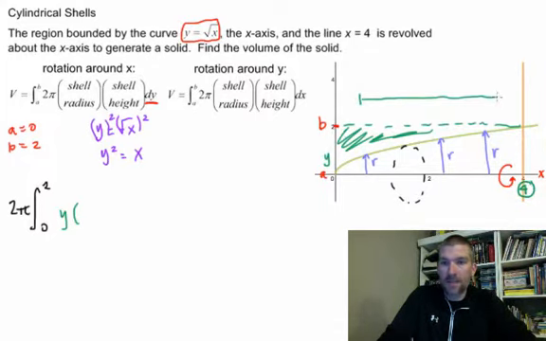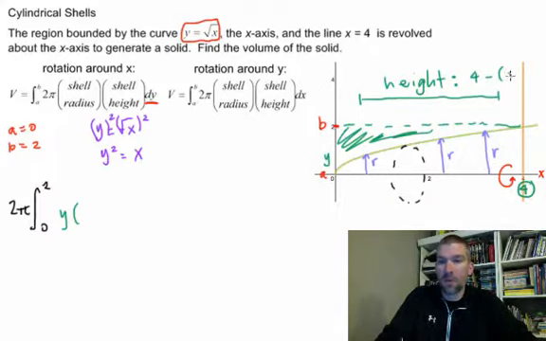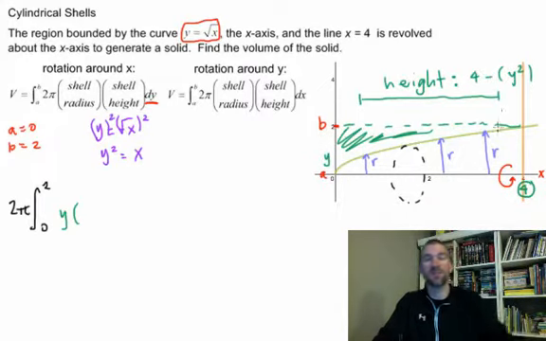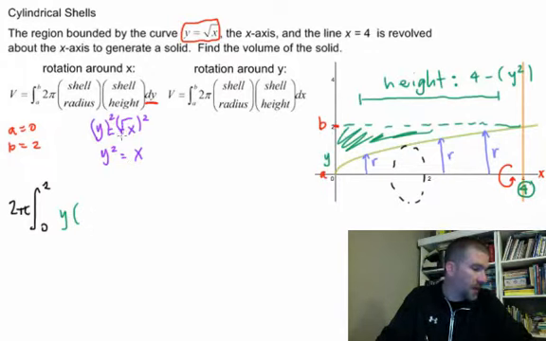This is our height, okay? And our height is going to be 4 minus whatever that function in terms of y is. So in this case, it's going to be 4 minus y squared. And always put parentheses, because if this was y squared plus 2 or y squared minus 7 or y squared plus y plus whatever, then we want to subtract that whole function, okay? In this case, it's not too bad. It's just 4 minus y squared. So my shell height then is going to be 4 minus y squared.